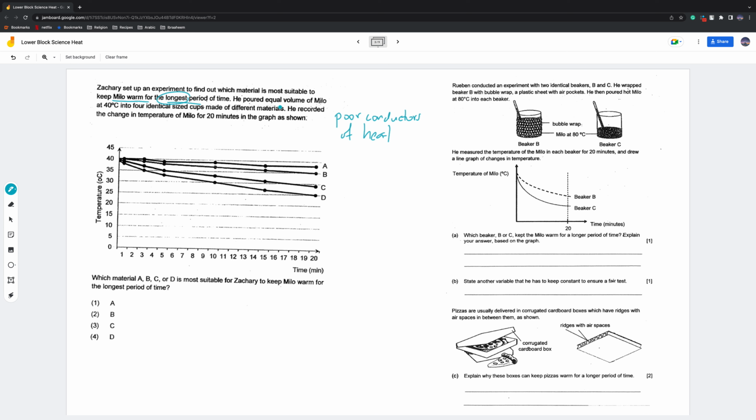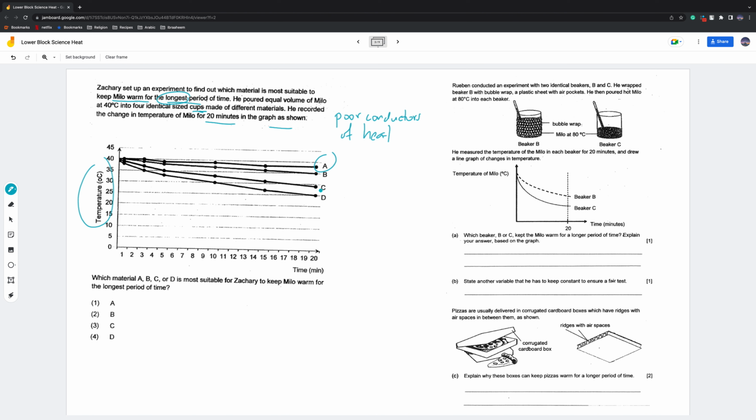He poured equal volume of Milo at 40 degrees Celsius into 4 identical sized cups made of different materials. He recorded the change in temperature of Milo for 20 minutes in the graph. So you can see the temperature of Milo in cups. We'll always use words from the question, and they use the word cup here.